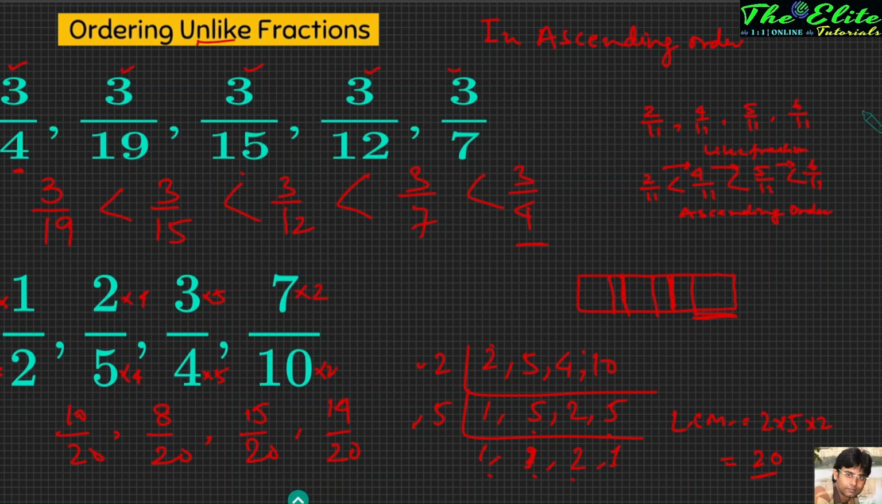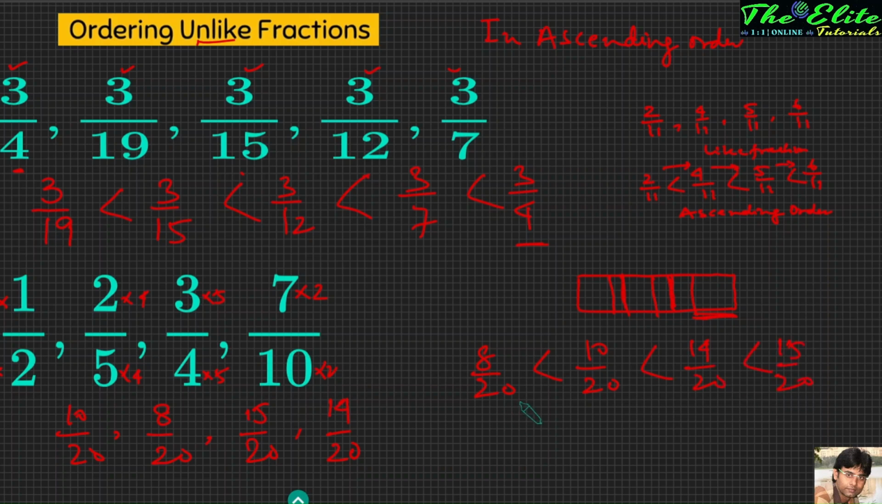Now it is very easy to see how these can be ordered. The smallest is 8 over 20, so I can just write them in order. First we see that 8 over 20 is the smallest one, and then 10 over 20 comes up, then 14 over 20 comes up, and the greatest one is 15 over 20.